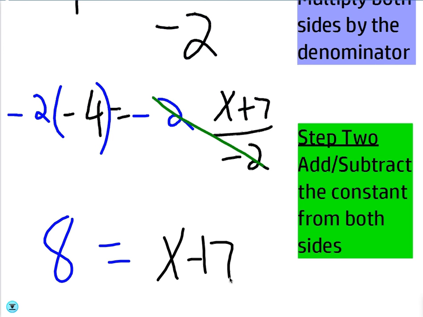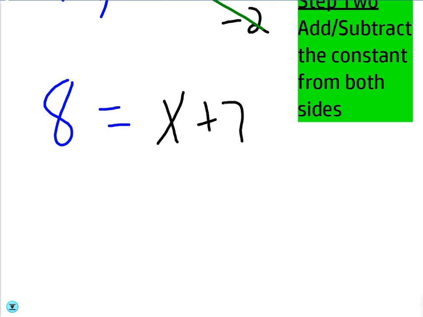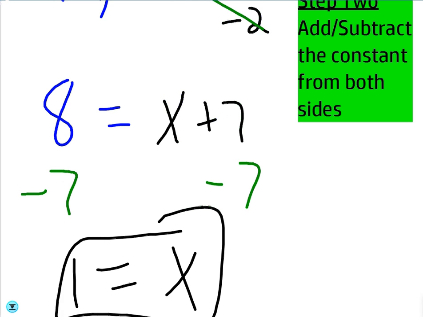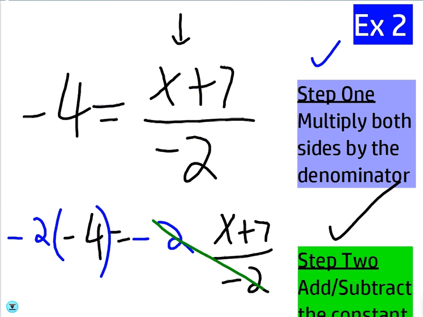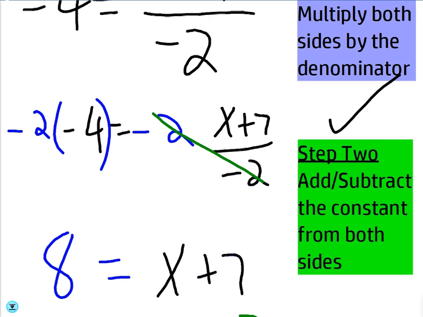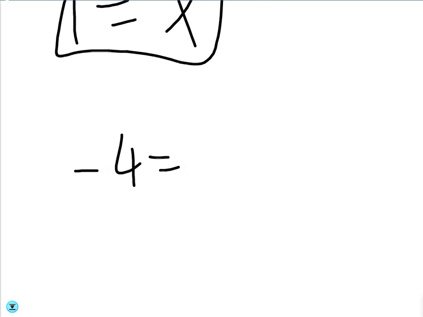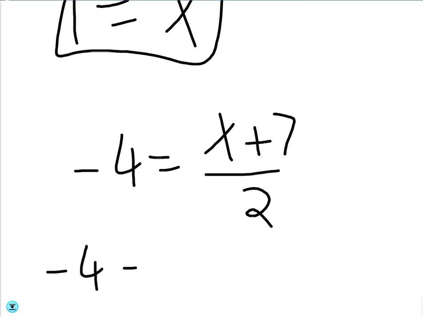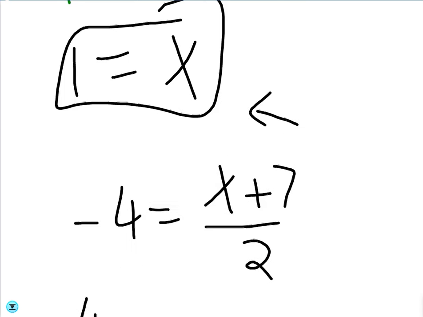Now what? Subtract, right, do the opposite. So subtract 7 and you get, I didn't mean to get 1 twice in a row, but oh well. 1 is equal to x. And again, if you want to do with any of these, you can plug it back in to see if it works. So let's write the original equation. -4 equals x plus 7 over 2. Then we're going to plug in our answer, see if it works.